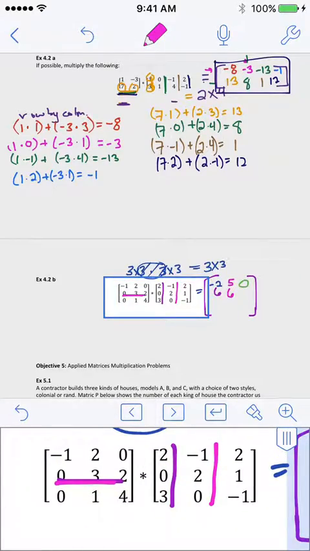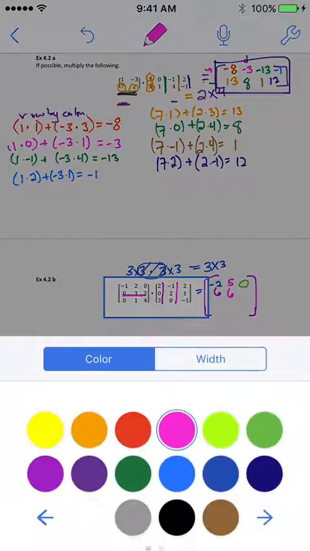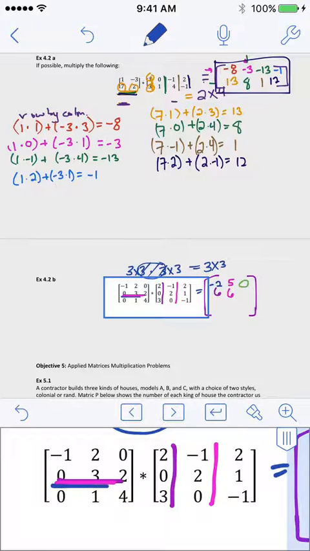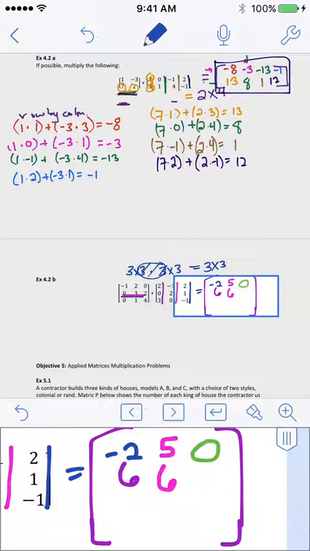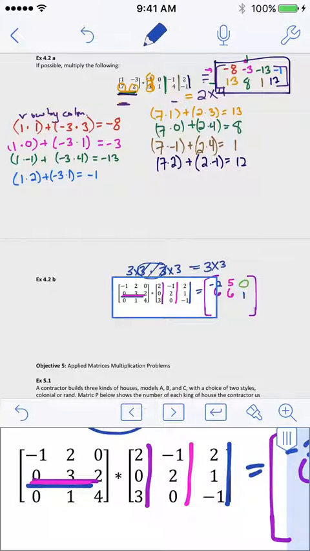Alright. And then my second row times my third column. 0 times 2 is 0. Plus 3 times 1 is 3. Plus 2 times -1 is -2. So that's 3 minus 2, or 1. Alright, second row. Done. Check.